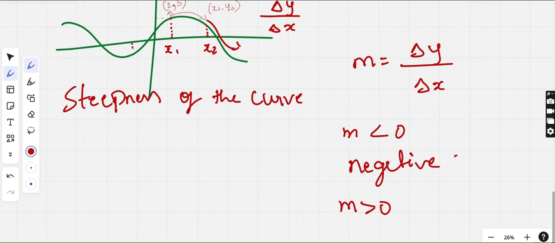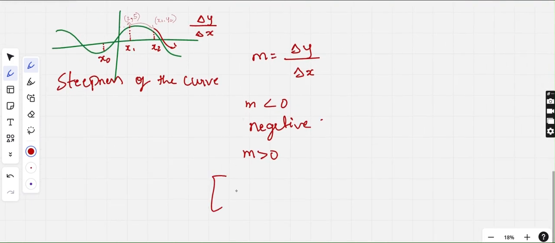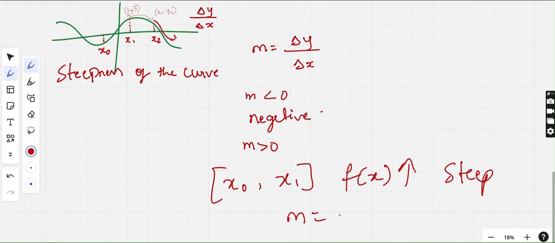Let's say I take one more point here. Let me take it as x0. In the finite interval of x0 to x1, what's happening to my f of x? f of x is increasing, so the steepness, which is my slope value, is positive. That's why we can expect a positive slope.